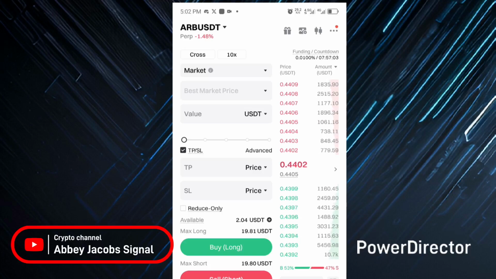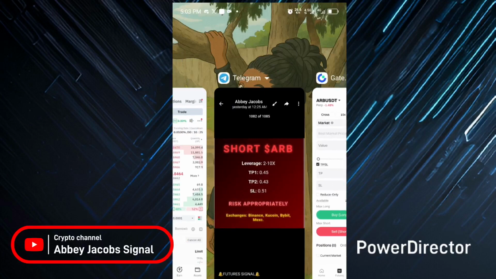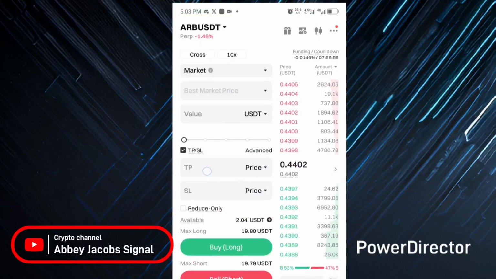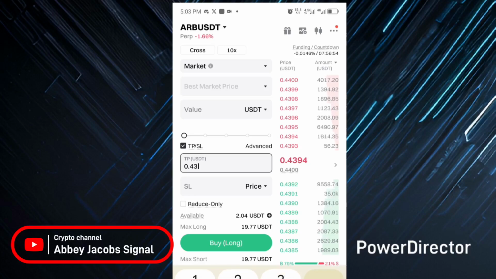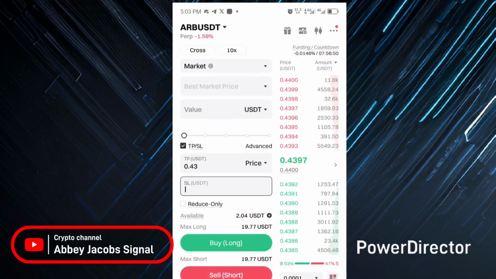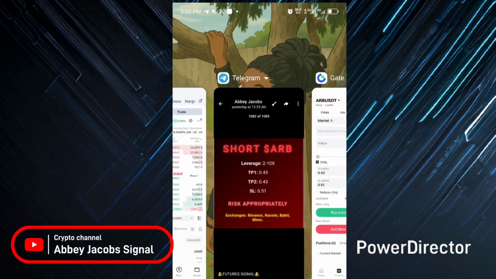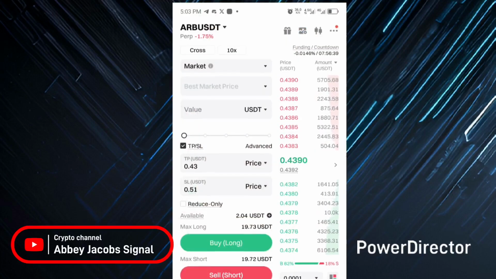In this signal, I have my TP at 0.45, but let me put mine at 0.43. And I have my stop loss from the signal at 0.51. This is a sell order because we are going short. Short means we are selling, and long means we are buying.